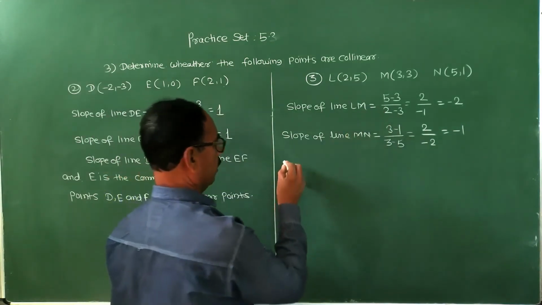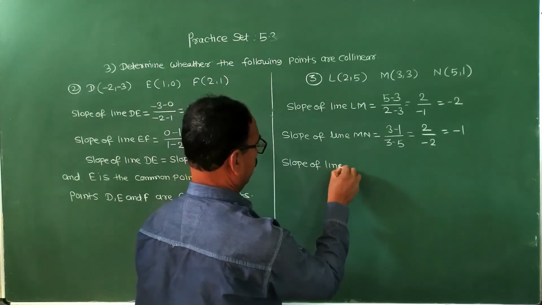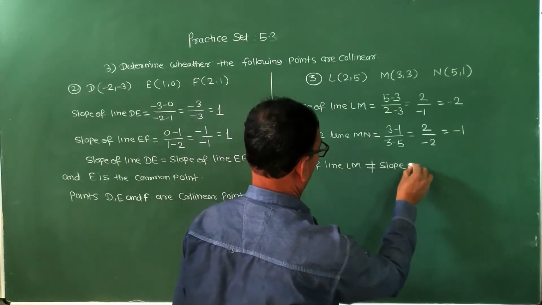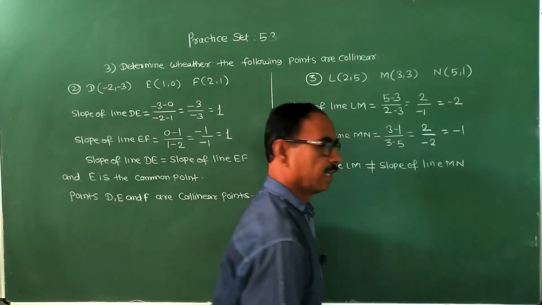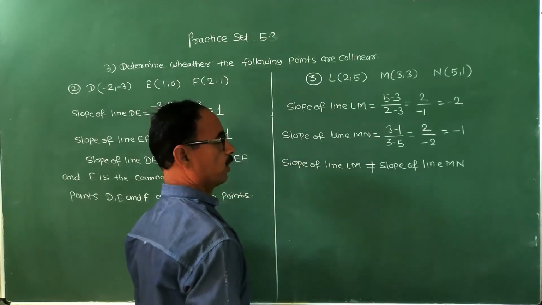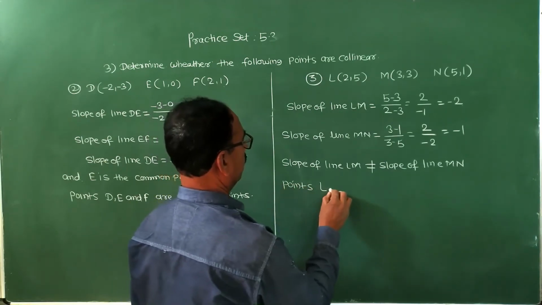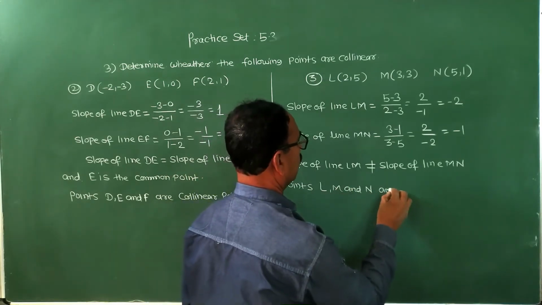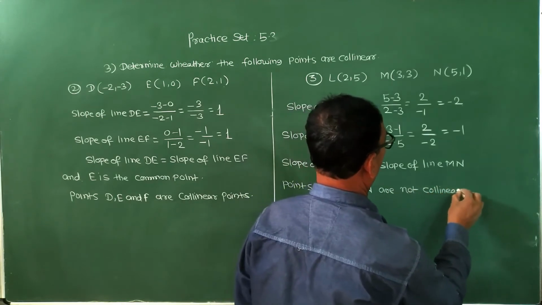So here we will write slope of line LM is not equal to slope of line MN, and we can clearly say that the points L, M and N are not collinear points.